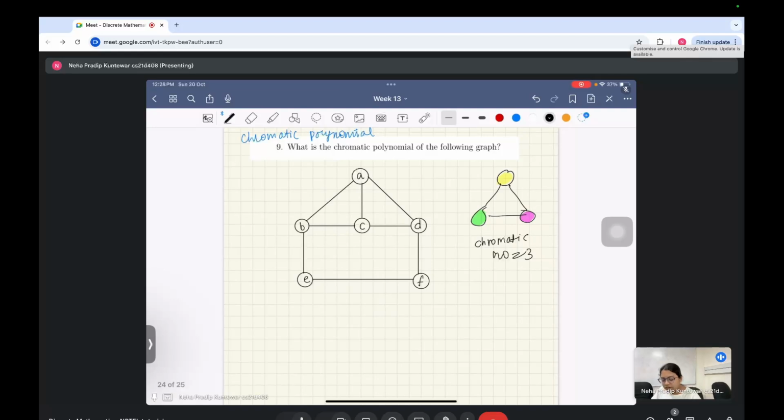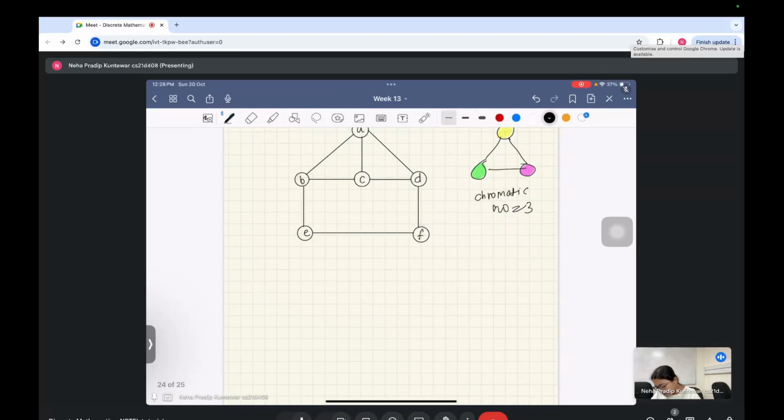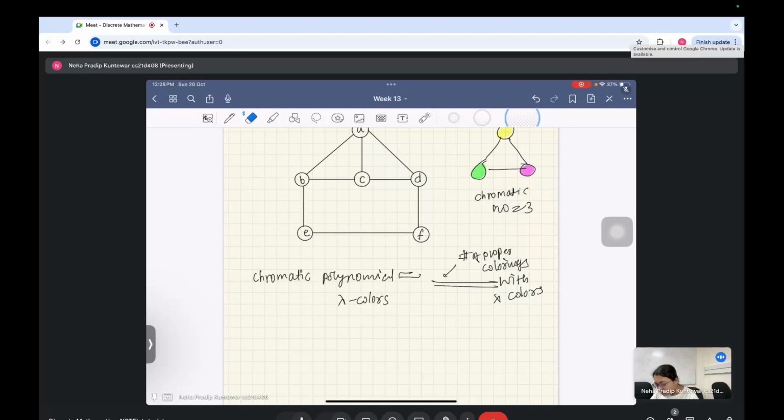And what is a chromatic polynomial? Chromatic polynomial is something that tells you, if I have lambda many colors at my disposal, then this polynomial tells me the number of proper colorings you can have.